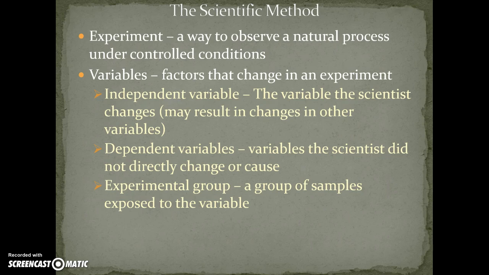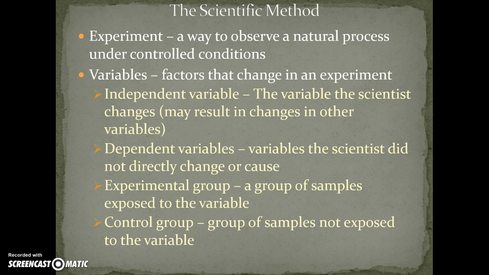Okay, an experimental group is simply a group of samples that's exposed to that variable, and the variable we're talking about here is the independent variable. So if you have a set of test tubes, and I'm doing the same thing to them, I'm adding this new solution or whatever it might be.